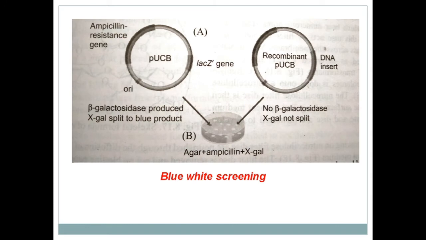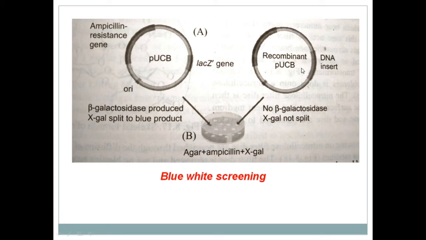Now we come to the second method, which is blue-white screening. As you can see on the screen, there is a vector, the pUC vector. This pUC vector, or plasmid of University of California, contains the ORI region, which is the origin of replication. Then it contains the ampicillin resistance gene for selection, and mainly it contains the lacZ gene. The lacZ gene is responsible for the formation of beta galactosidase enzyme.